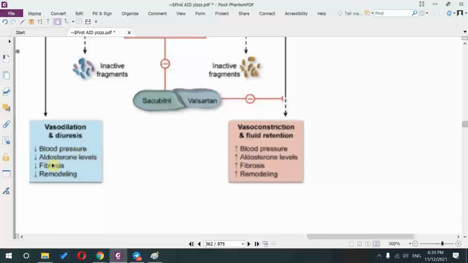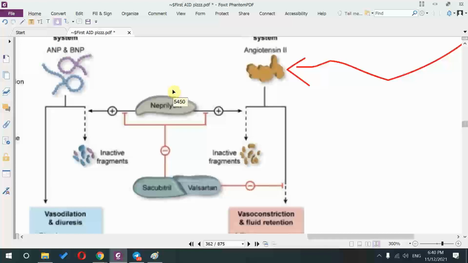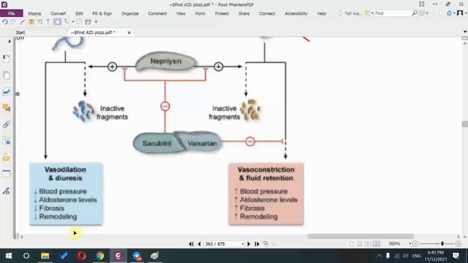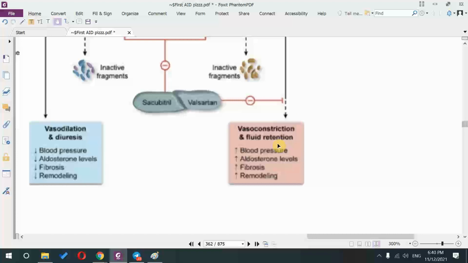They decrease blood pressure, decrease aldosterone level, decrease fibrosis, and decrease remodeling. All of these things are good. And neprilysin is destroying them. So if you can stop neprilysin from working, that sounds just perfect. So do we have a drug that inhibits neprilysin? The answer is yes. It's called sacubitril. But the problem is that when you inhibit neprilysin, you increase ANP and BNP, which is good. But at the same time, you decrease the degradation of angiotensin 2. Angiotensin 2 is the villain. He's evil. And he can lead to vasoconstriction and fluid retention, which is really bad in case of heart failure, for example.